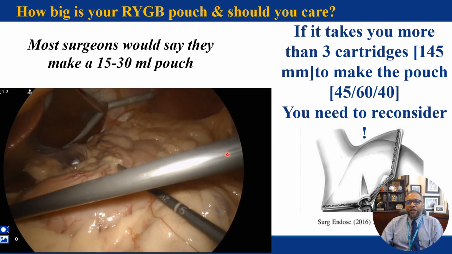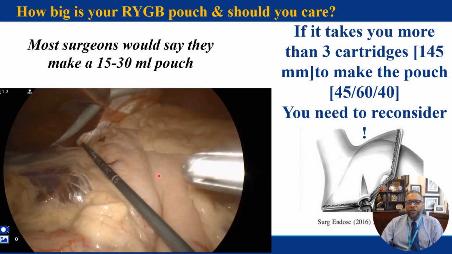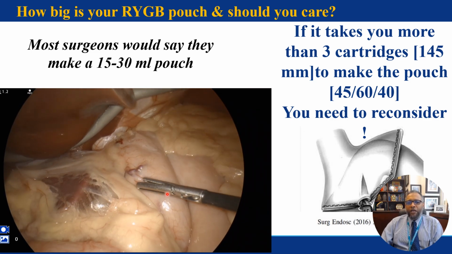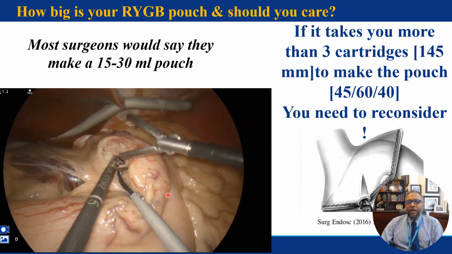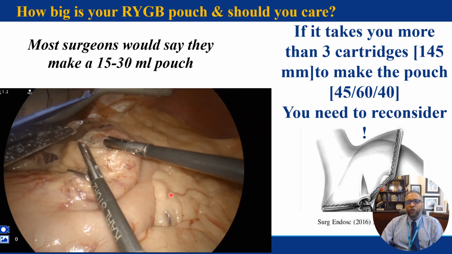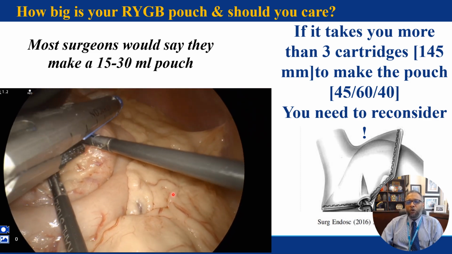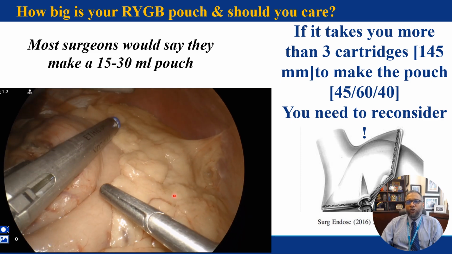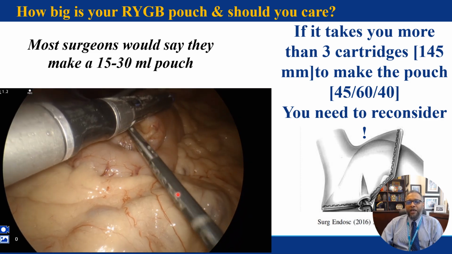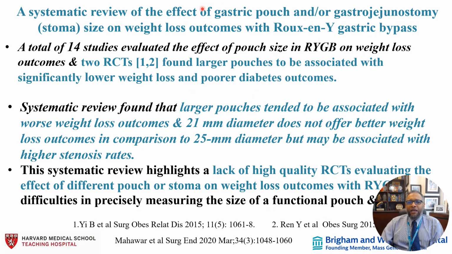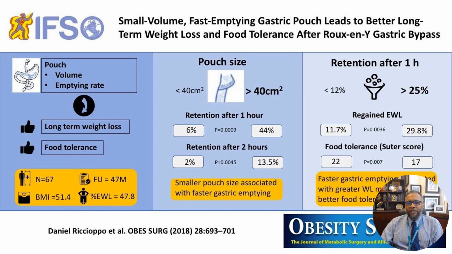We've done studies to show how to make the pouches, and this is a very short video that shows that you need to measure and you need to use the cartridge length to do your pouch, and it should not be more than 3 cartridges. If the pouch takes you more than 3 cartridges, you need to re-examine your technique. And systematic reviews have shown that the pouch size not only correlates with marginal ulcer, but a larger pouch is associated with lower weight loss and poor diabetes outcomes. The same could not be said about the anastomosis.